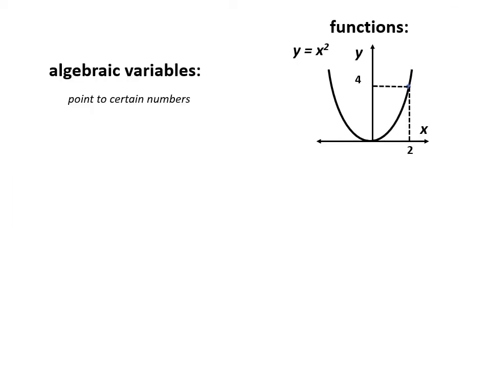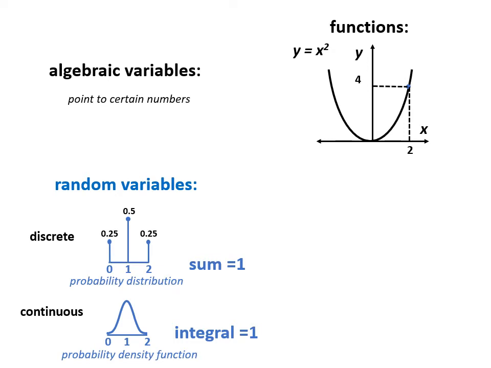First of all, we have to extend the definition of variables. You know, a simple algebraic variable points to a fixed number. And also functional relations between them are fixed. For instance, if y is x squared and x equals 2, then y is nothing but 4.